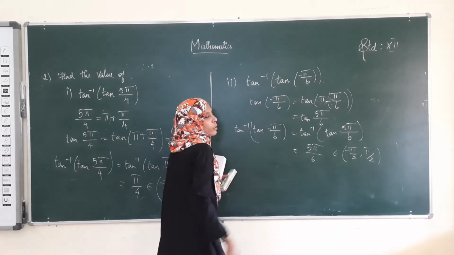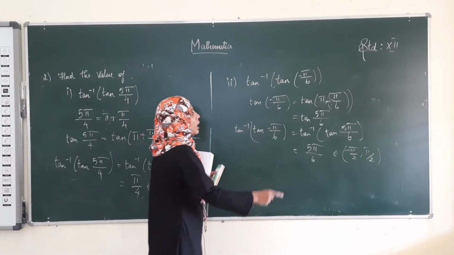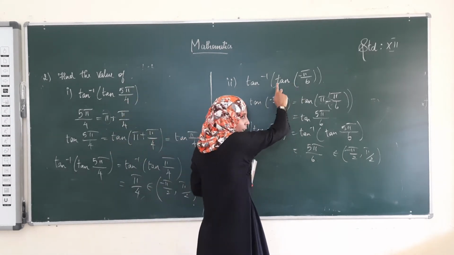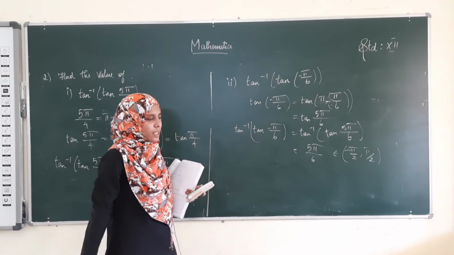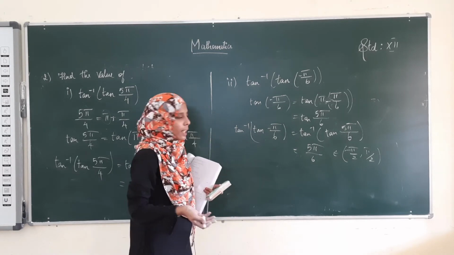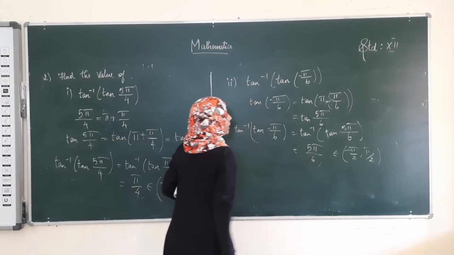So this can be written as tan of minus pi by 6 can be written as tan of pi by 6. Therefore, tan inverse of tan of pi by 6 is equal to pi by 6 alone. That is also a correct answer. This is also a correct answer. You can write in any format.